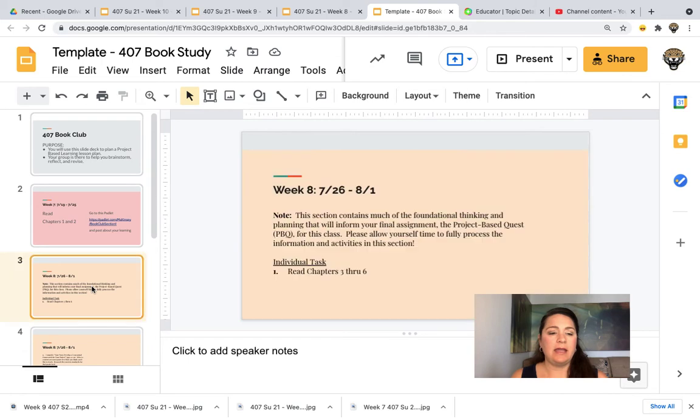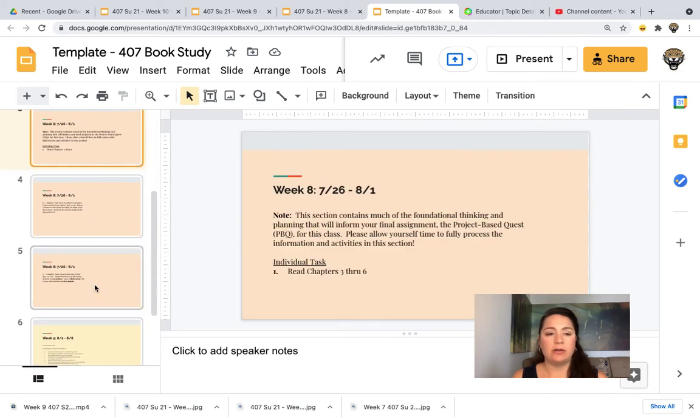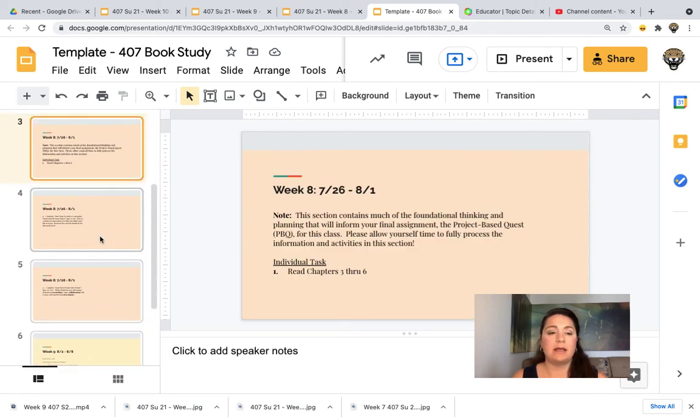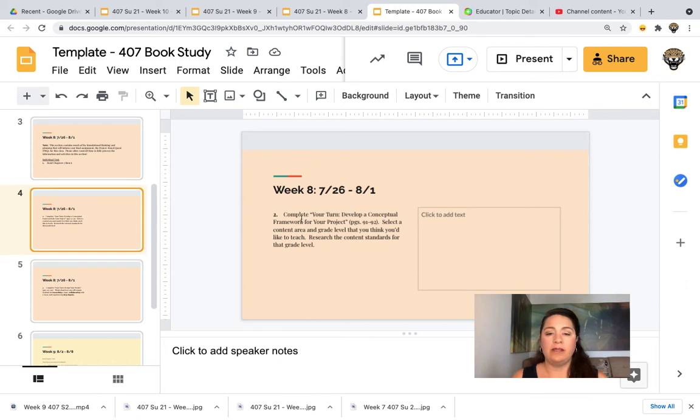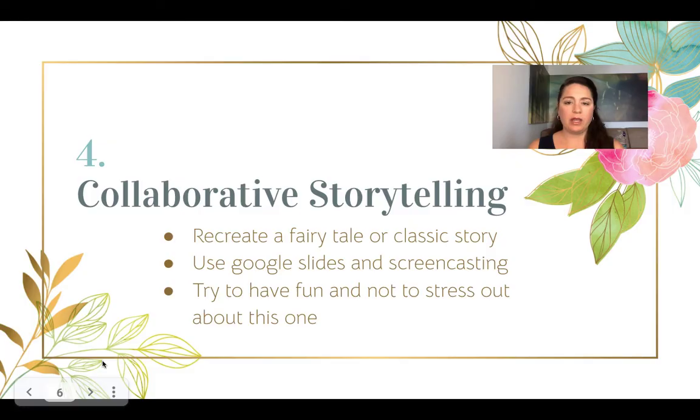So for week 8, it's these orange slides here. You're going to read chapters 3 through 6. And then complete the Your Turn page 91 to 92 and the Your Turn page 107 to 110. And again, you're going to type into these boxes. After you've done this, after you've done the reading, after you've done the Your Turn, that's when you meet with your group. Don't meet with your group before you've done this, because then you won't have anything to talk about.